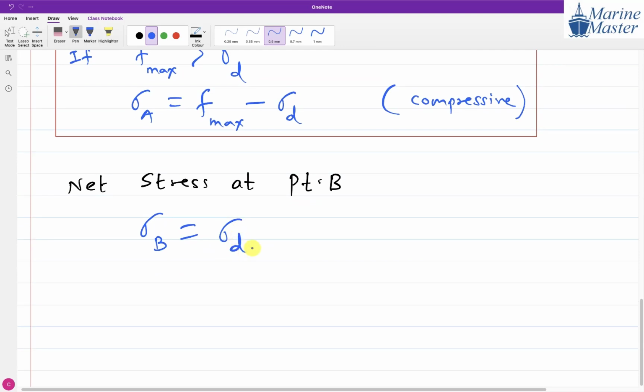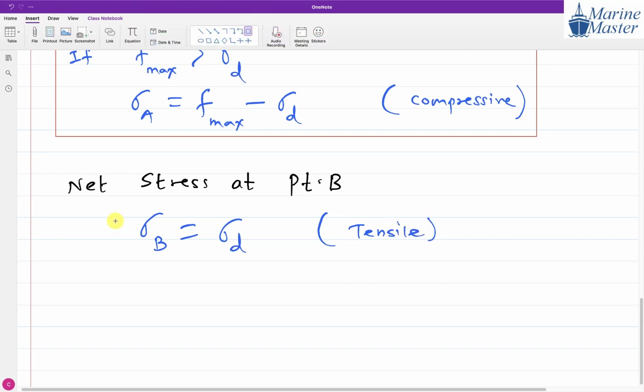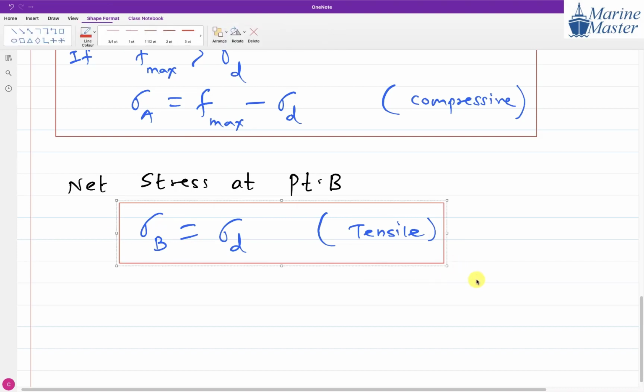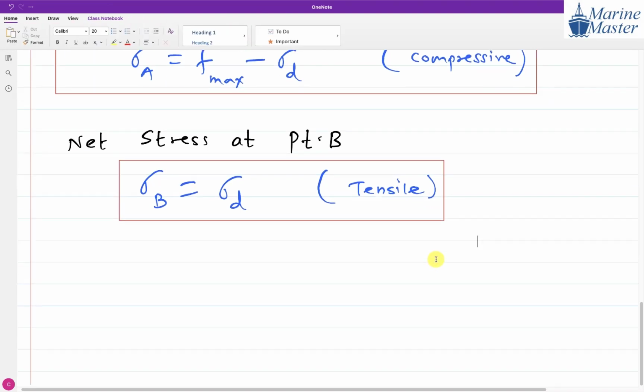Sigma D. And overall effect is what, guys? Overall effect is tensile in nature. Any doubt in this discussion? So net stress at point B.